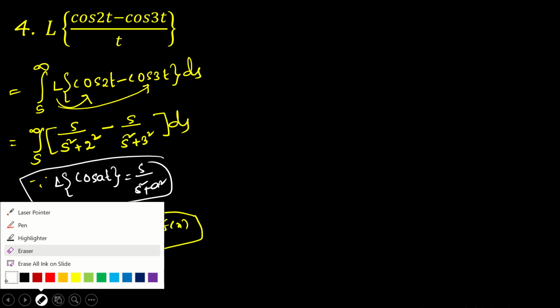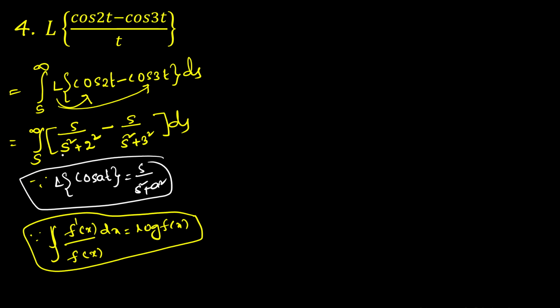So now identify the derivative of the denominator. S square derivative is 2s. 2 square, 4, derivative is 0. S square derivative is 2s, right? So in the numerator, 2 should be there. Here also, s square plus 3 square, 9: s square derivative is 2s, but the numerator should have 2s, and we have only s.